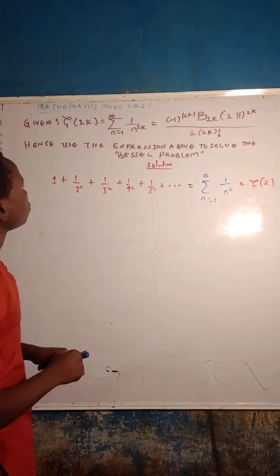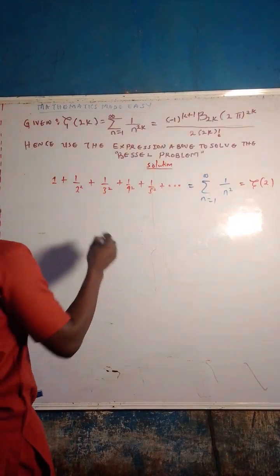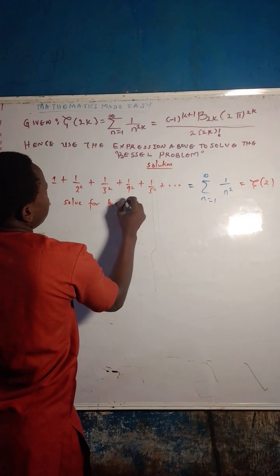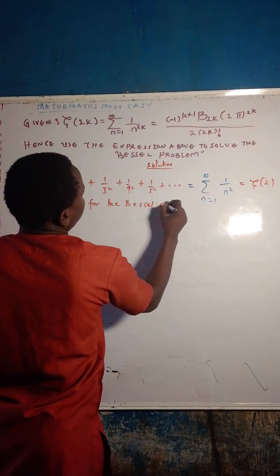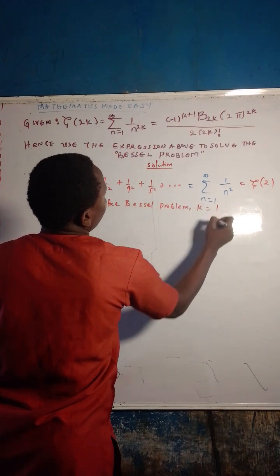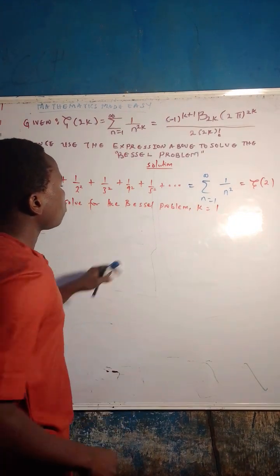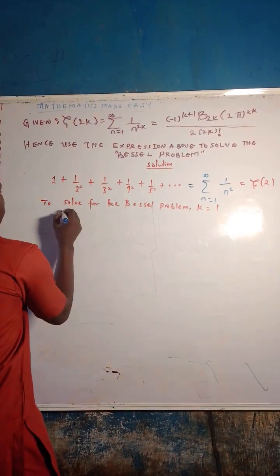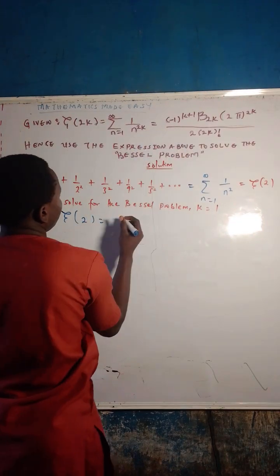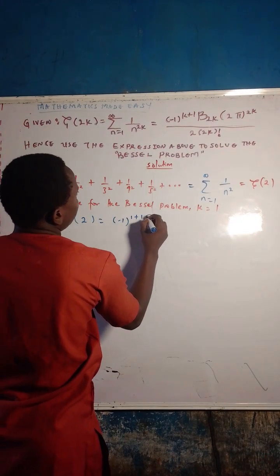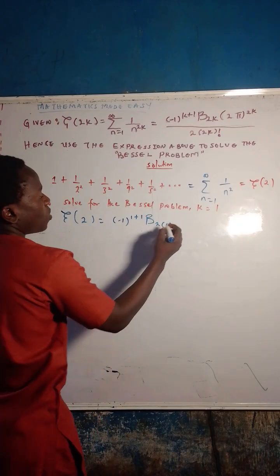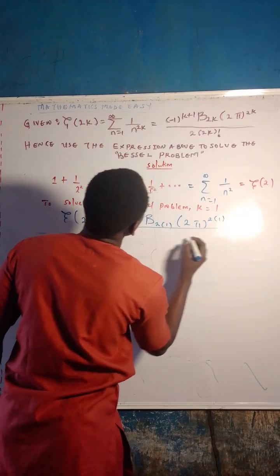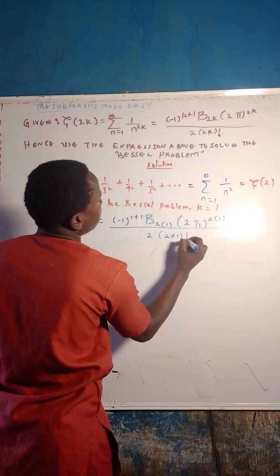So to solve for the Basel problem, k must be equal to 1. At k equal to 1, we're going to have the solution to the Basel problem. So the zeta of 2 will be equal to minus 1 raised to the power of 1 plus 1 multiplied by the Bernoulli number, so when k is equal to 1, multiplied by 2 pi raised to the power of 2 multiplied by 1, then everything over 2 multiplied by 2 multiplied by 1 factorial.